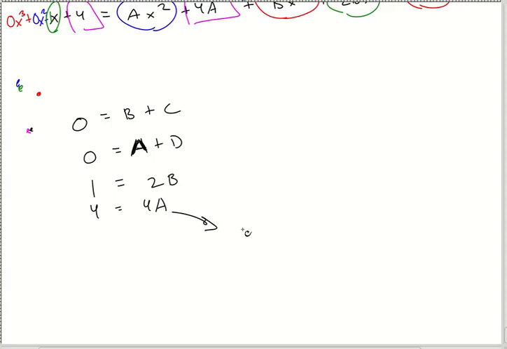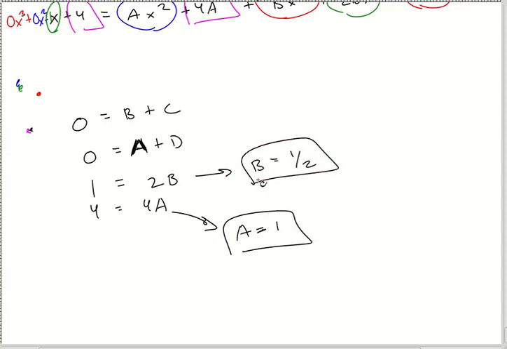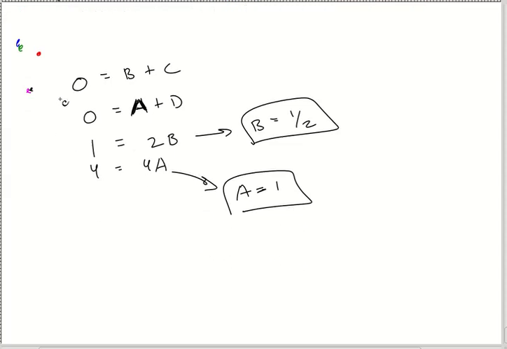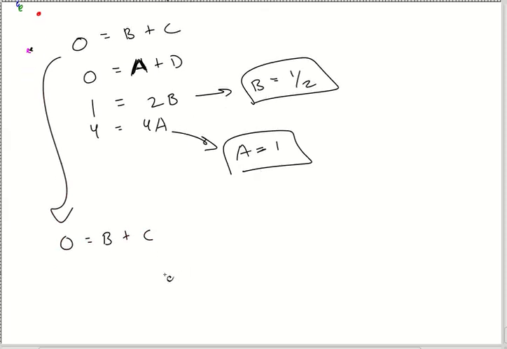This one is super easy. A is equal to 1. Nice. And here, b is equal to a half. Cool. Well, let me take this top equation here. I got 0 is equal to b plus c. Oh, I got b. So move it to the other side, and c is equal to a negative half.